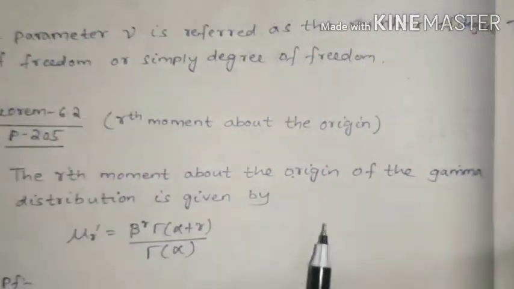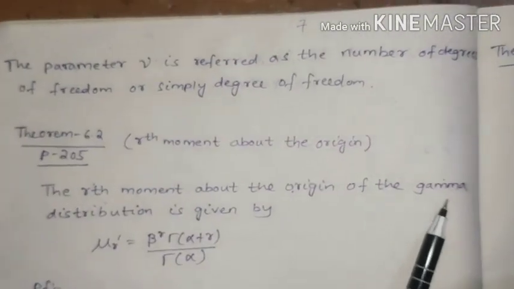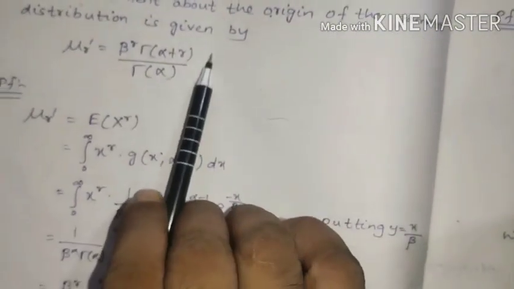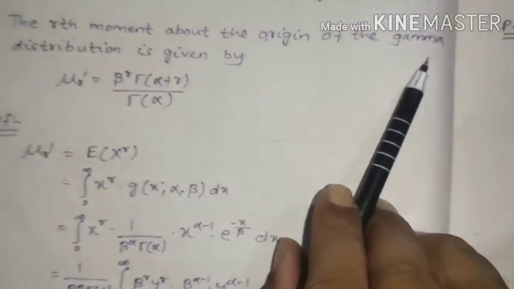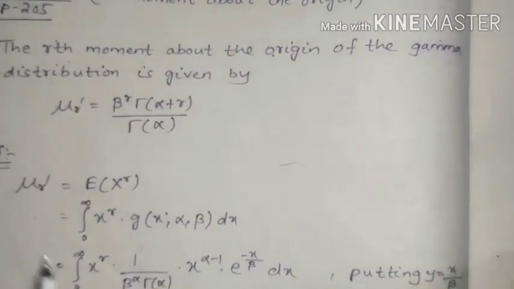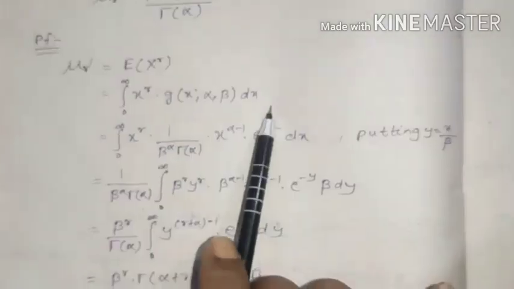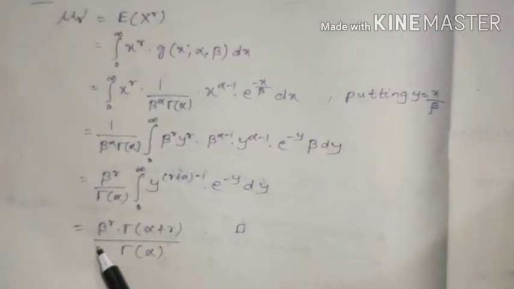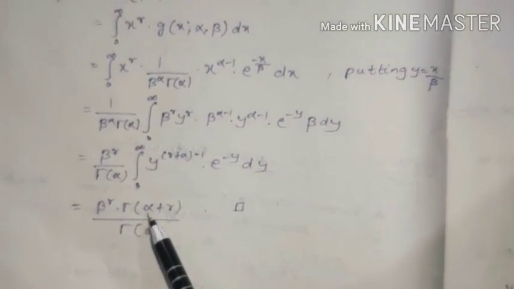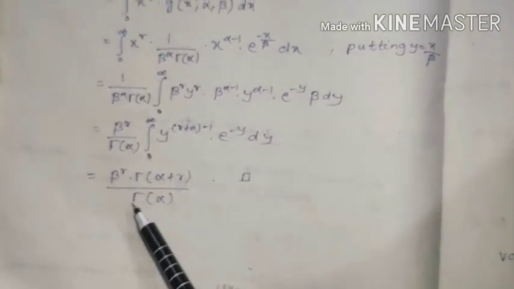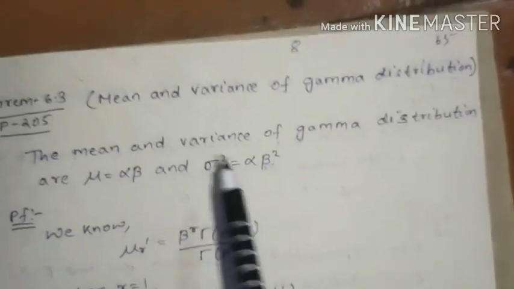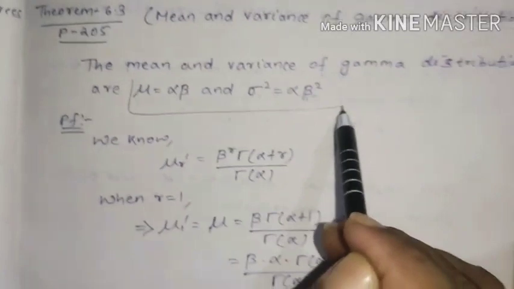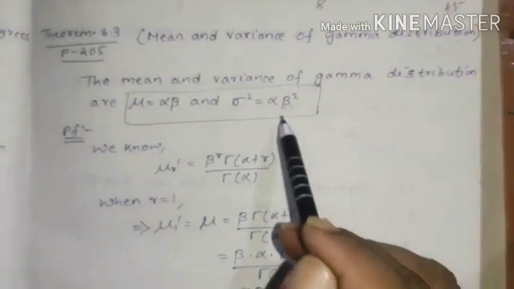X is gamma. For the gamma distribution, how can you find out the moment about the origin? Mu r dash is equal to this formula. How to find out the moment about the origin? Now mu r dash is E of x to the r, and you have to take the integration because it is a continuous random variable, and put the formula, and beta to the r tau alpha plus r whole divided by tau alpha. Find out the mean and variance of gamma. Mu is equal to alpha beta, and sigma square equals alpha beta square.